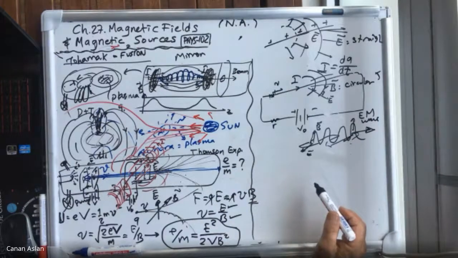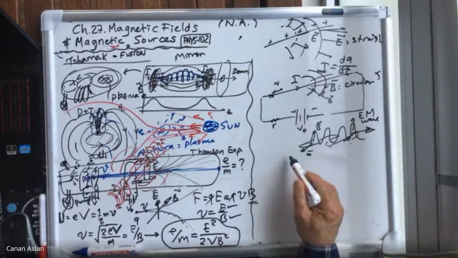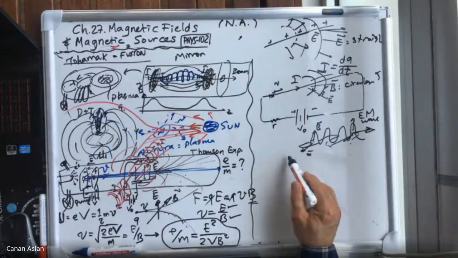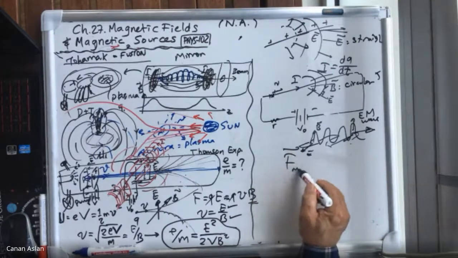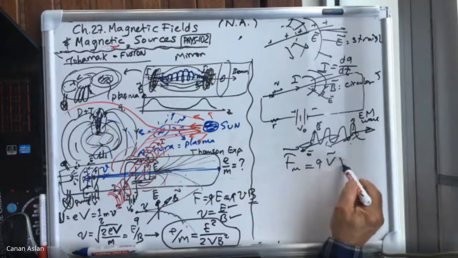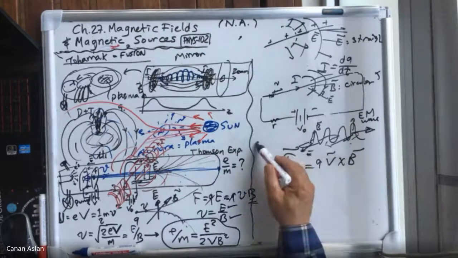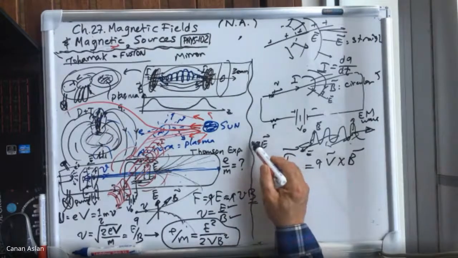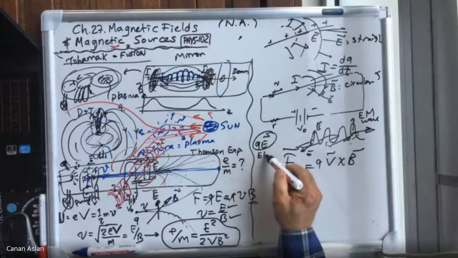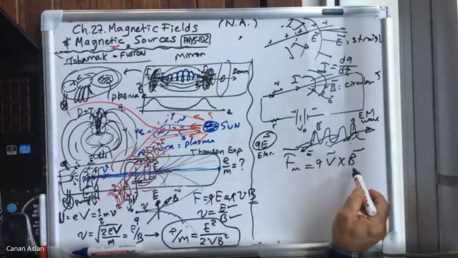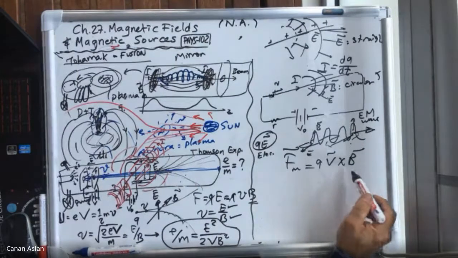Now let's concentrate on the force. Remember that the force for the magnetic field is given by Q V cross B, okay? The force on the electric field was QE. This was the electric force, and this is the magnetic force. So now you remember that.